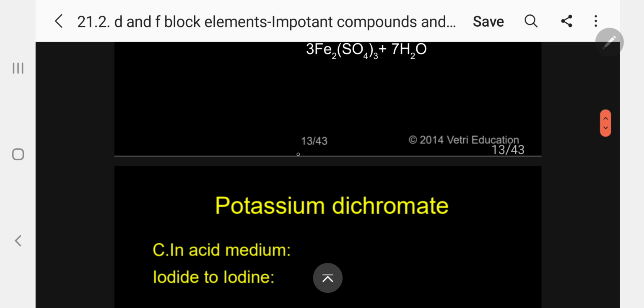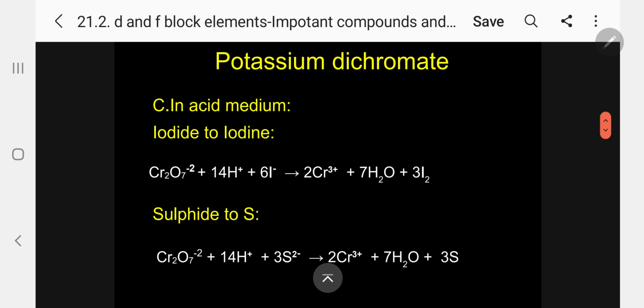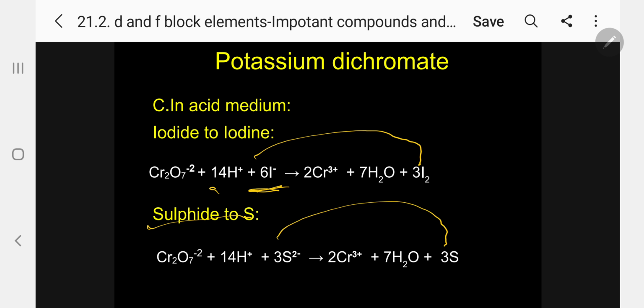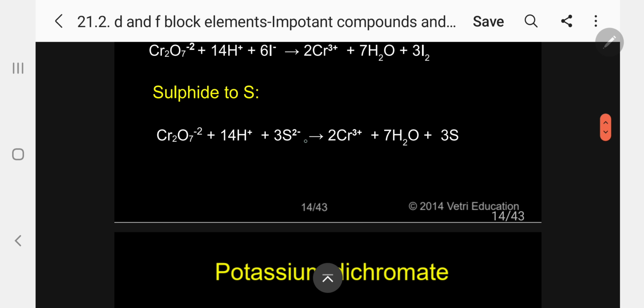Please follow. In the same way, in acid medium, I am giving the ionic form. Iodide, kindly follow. That means you can use potassium iodide with HCl and potassium dichromate. That you have to assume. So I am giving it in ionic form. So iodide is converted into iodine. Oxidized from iodide to iodine. And also sulfide to sulfur. Sulfide is converted into sulfur. So the dichromate ion in acid medium is converted. These are the oxidations.